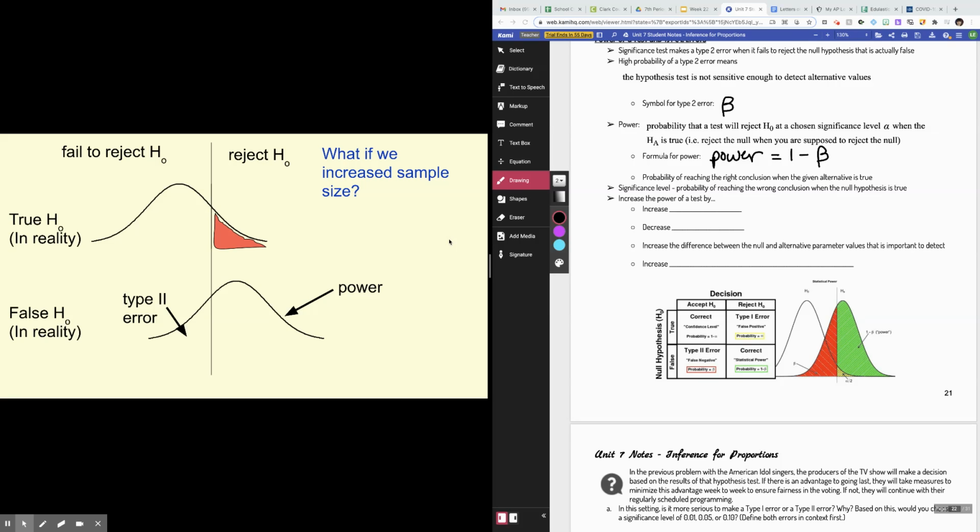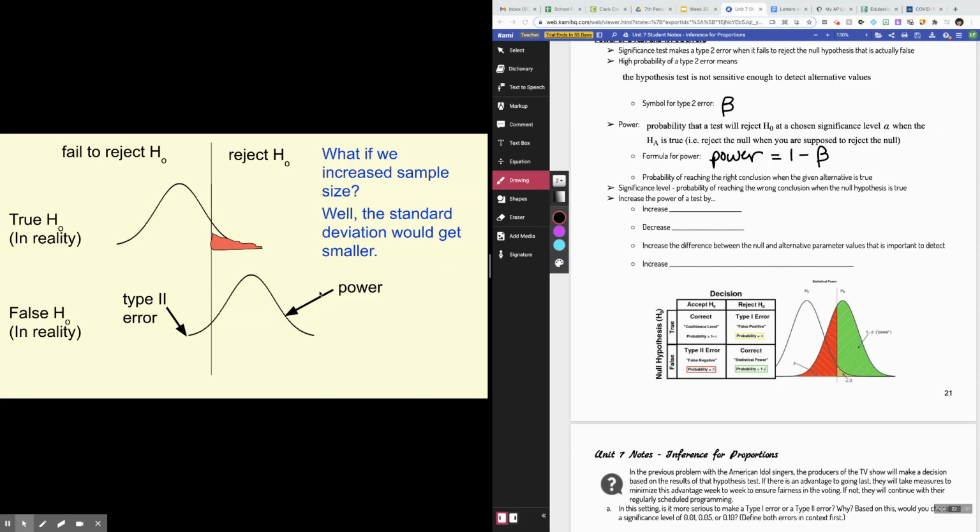What happens if we increase the sample size? Well, what happens to our distribution is the standard deviation is going to get smaller. So it looks a little bit more like that, right? Same thing happens down here if you have your reality, your true versus false H0. Okay, so what happened to the power? It looked like the power increased. You have more area for your power and your type 2 error got smaller, okay?